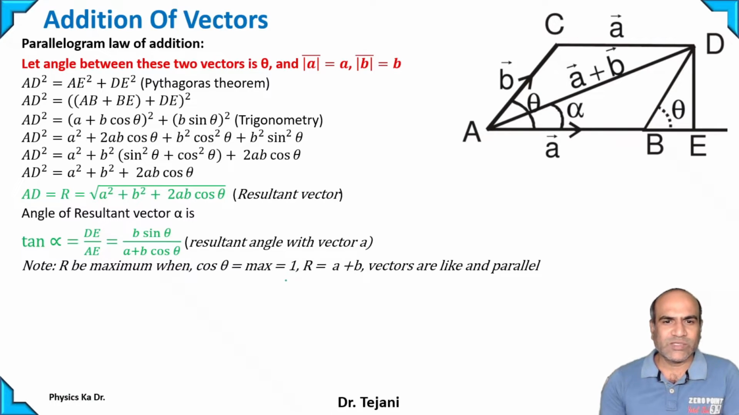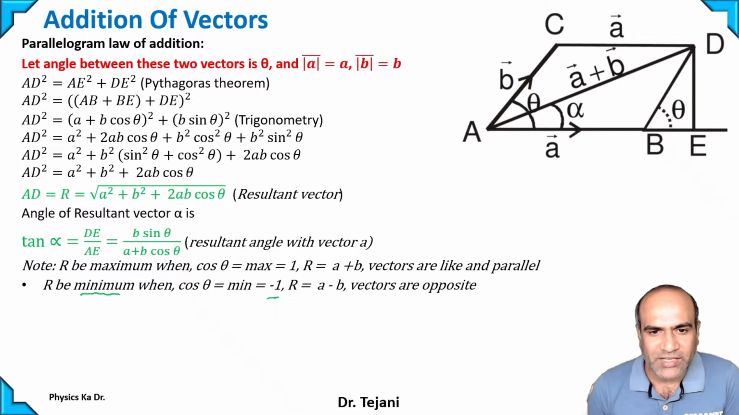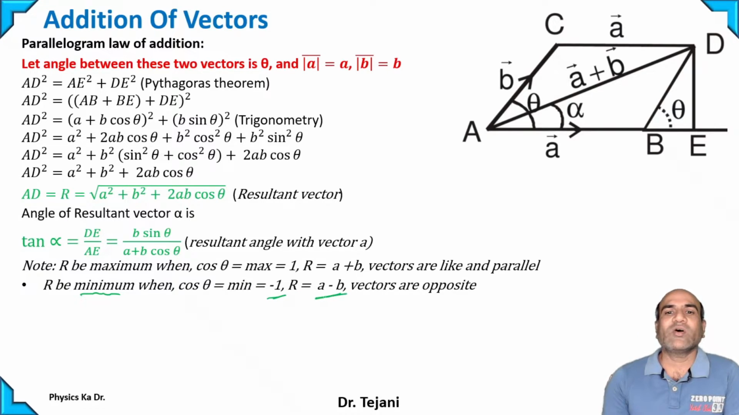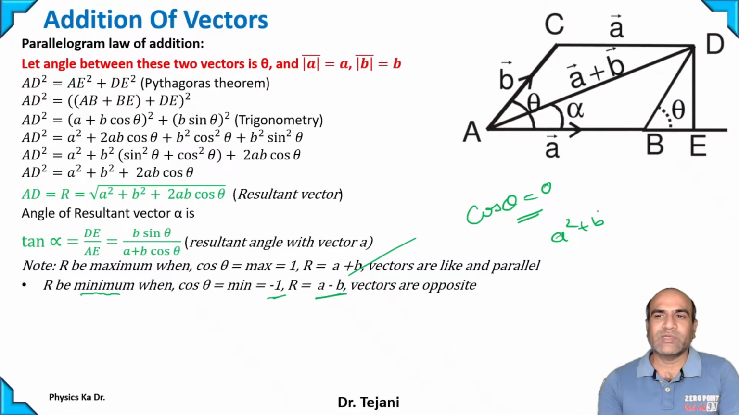So theta is equal to 0, and R can be minimum when cos theta is minus 1. The opposite can happen: A minus B. Or sometimes you can take cos theta equal to 0 also. Then we get the root of A square plus B square, and this happens when there is a 90-degree angle.